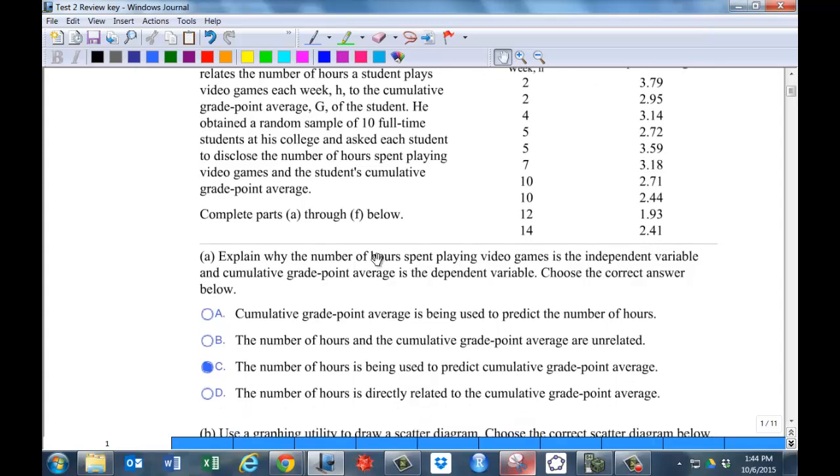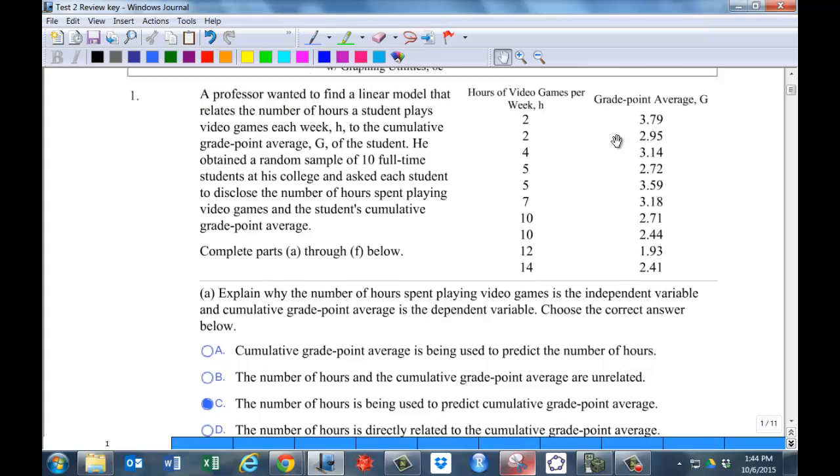Part A, explain why the number of hours spent playing video games is the independent variable and the cumulative grade point average is the dependent. Well, here we just basically want to use the number of hours spent playing to predict the grade point average. The grade point average is found by the grade in the class, and we know that that correlates to how much time a person spends in the class. So if they're spending more time on games, they're spending less time on studying, hence the GPA would be a little bit lower. So this would be C. The number of hours is being used to predict the cumulative grade point average.